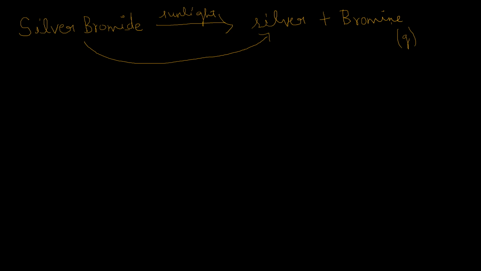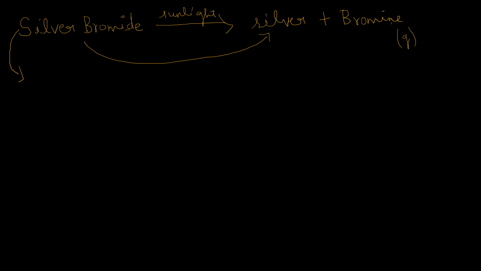So this is the reaction for sunlight. Silver bromide undergoes a decomposition reaction and forms silver and bromine. We all know what decomposition is, right? Decomposition means a single reactant breaks down to form two or more products, not reactants. Two or more products. Now let me convert this word equation into symbols.